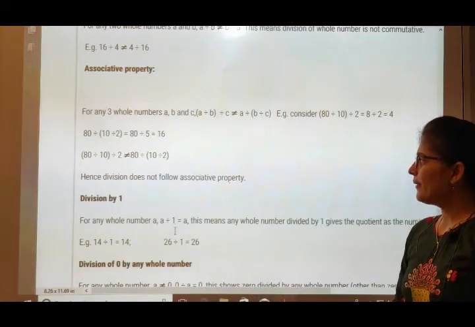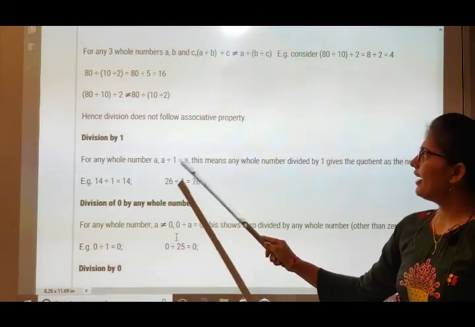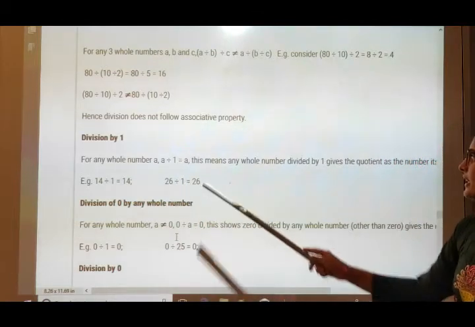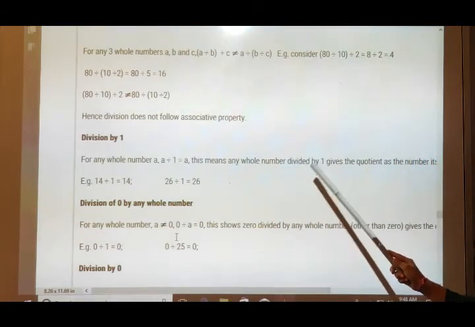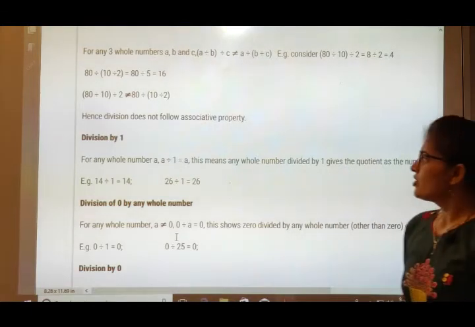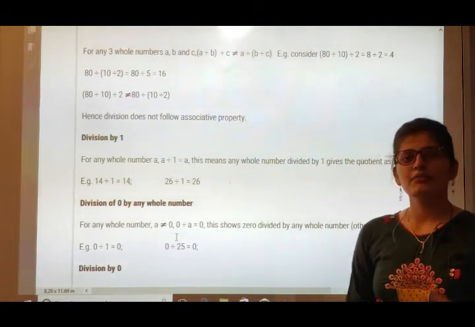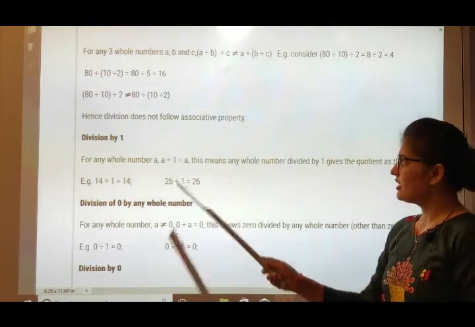Now division by 1. For any whole number a, a divided by 1 is equal to a. This means any whole number divided by 1 gives the quotient as the number itself. So for example, 14 divided by 1, the answer will be the number itself, meaning 14. That also is very easy.